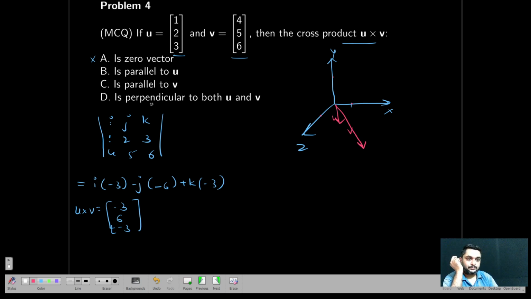Now what about u cross v? Minus 3. That means this angle, somewhere this side, minus 3, and then plus 6 somewhere here, same, and then minus 3 on z. So this vector, the cross product, is somewhere like this in 3 dimensions. That means what? If you visualize like this, they are perpendicular. Parallel means it will be like this, same.